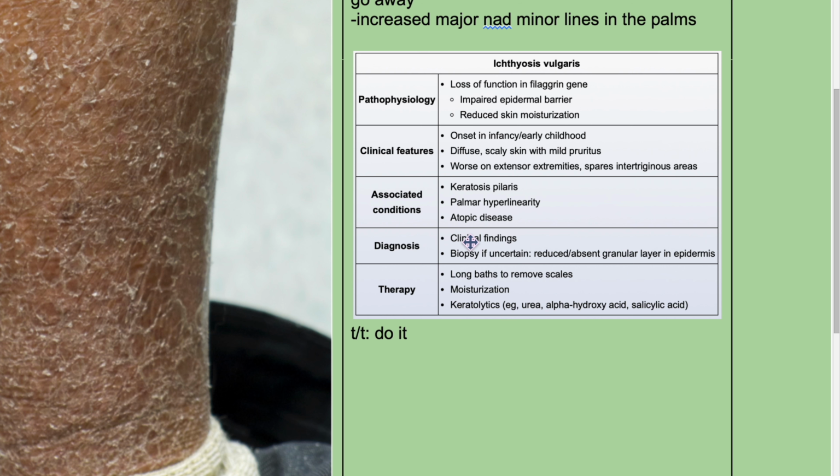Diagnosis: how do you diagnose this? It's clinical findings, biopsy if uncertain, reduced or absent granular layer in epidermis. Therapy is long baths to remove scales, moisturization, and keratolytics, for example urea, alpha hydroxy acid, and salicylic acid.